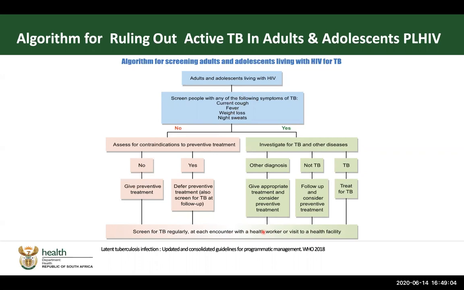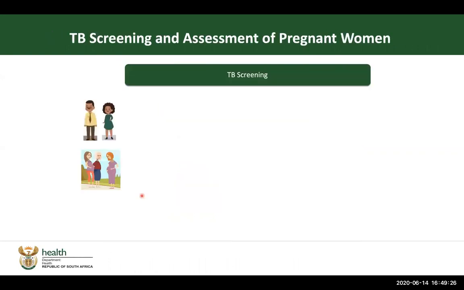So at the high level, this is how we would approach this program, ensuring that the majority of our people living with HIV and AIDS are screened and assessed in terms of contraindications, and hopefully the majority of them will then be initiated on TB preventative therapy.